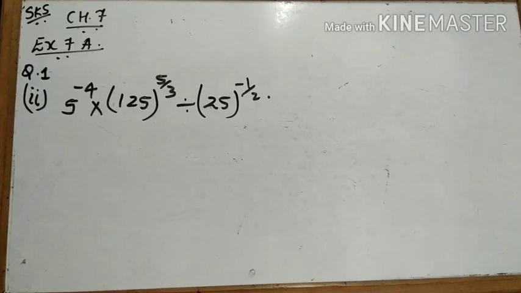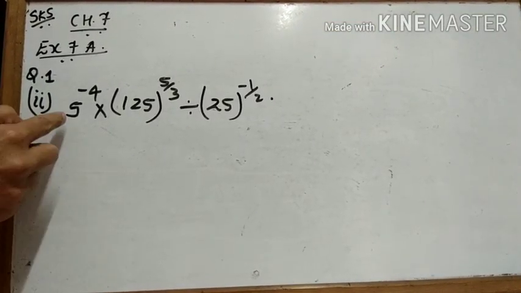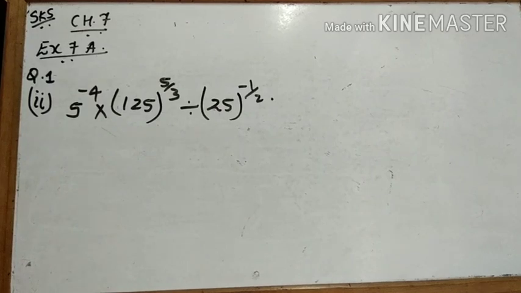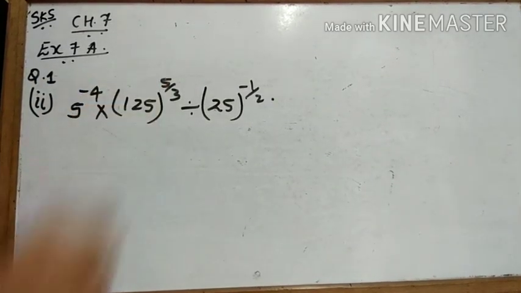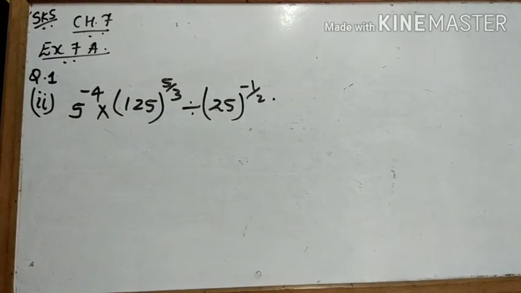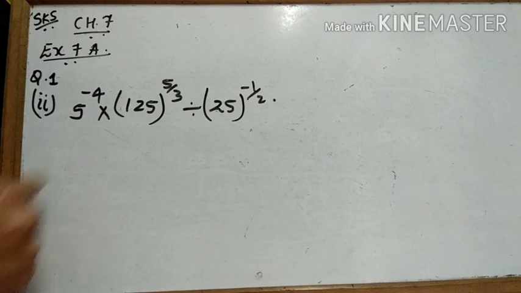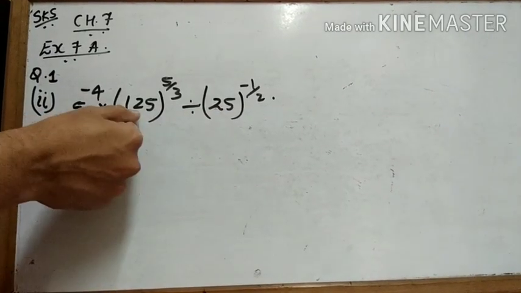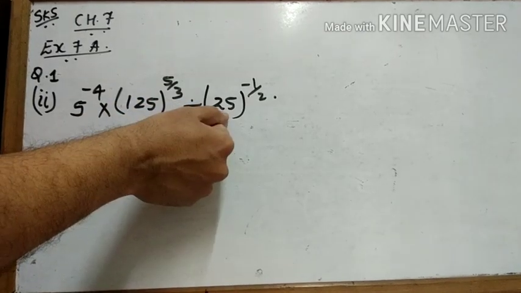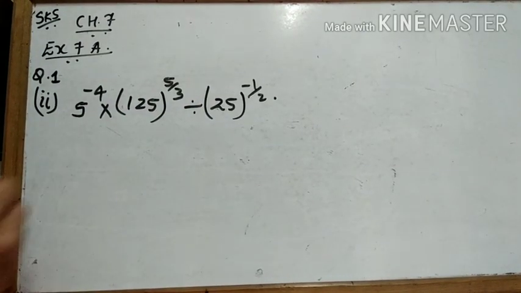We shall see an interesting question. Question 1 sub question 2. It states that simplify or evaluate 5 raised to negative 4 multiplied by 125 raised to 5 upon 3 divided by 25 raised to negative 1 upon 2. So first of all, I will try to make all the bases same over here. Here base is 5, here is 125, here is 25. I'll try to make the smallest possible base over here for all the 3 numbers.